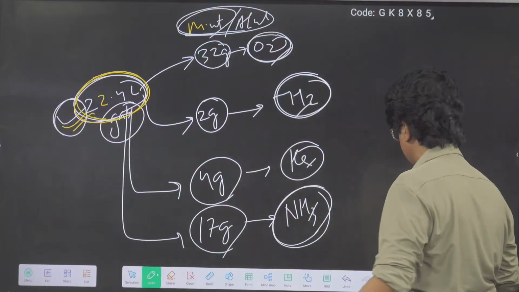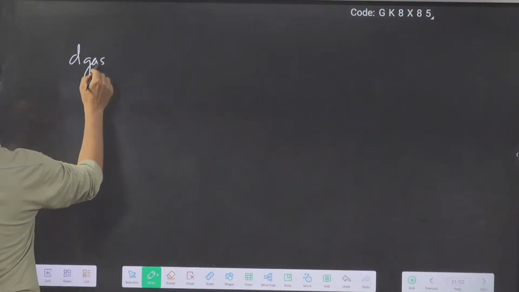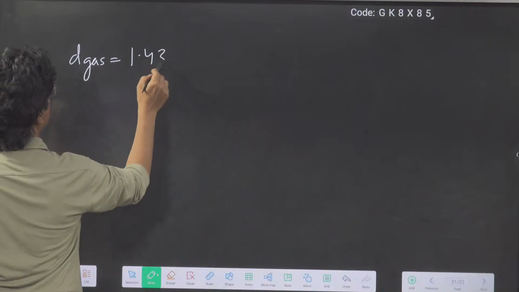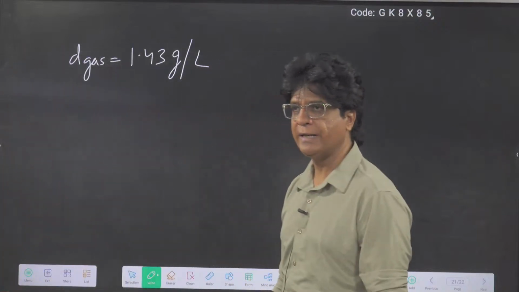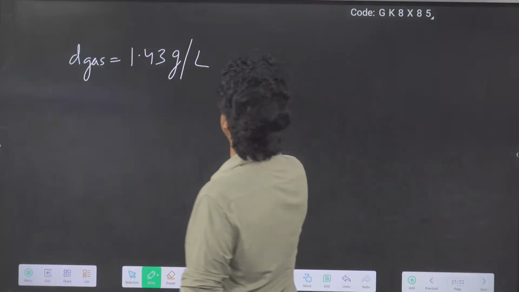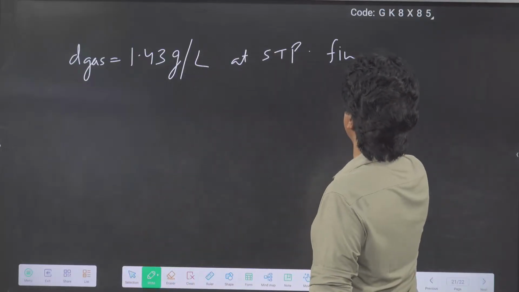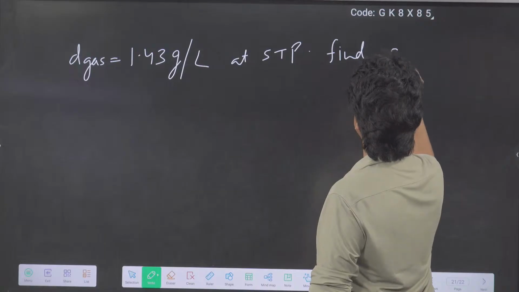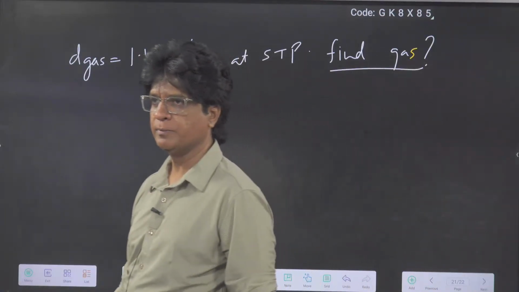So let's try one question. See, I'm giving you the density of a gas as 1.43 gram per liter, at STP. They're saying find the gas or identify the gas. Which gas are we talking about? Identify the gas. Come on.